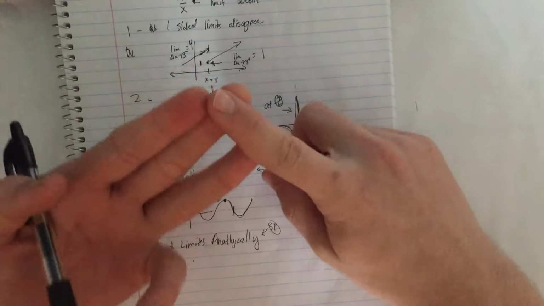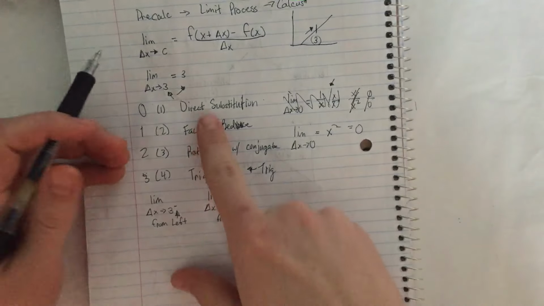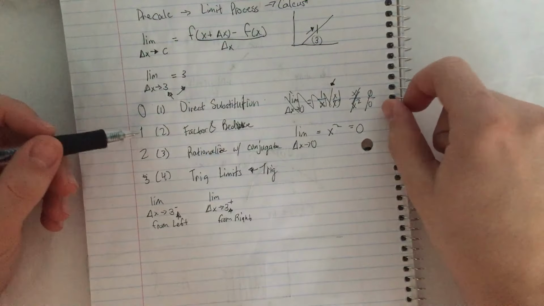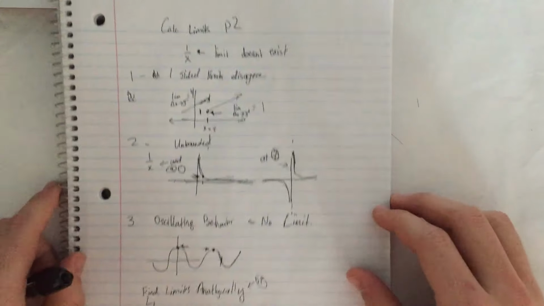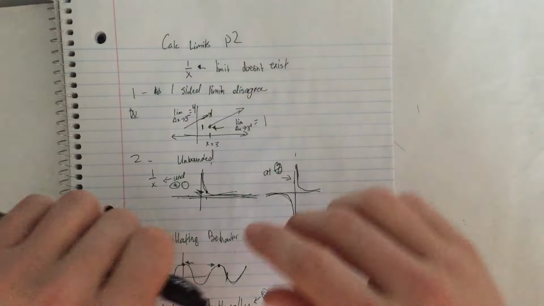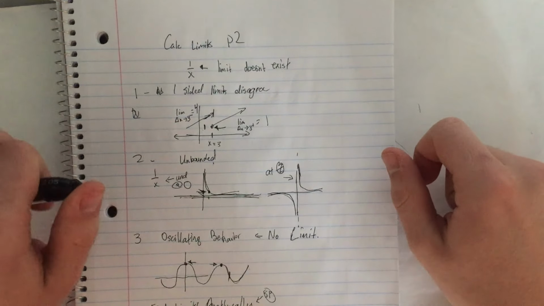Those aren't analytical. Analytically is finding limits the way we discussed in the part 1 video, using direct substitution, reducing, rationalizing with a conjugate, and the trig limits. So basically using math to find the limit. That's finding it analytically. I hope that was helpful.